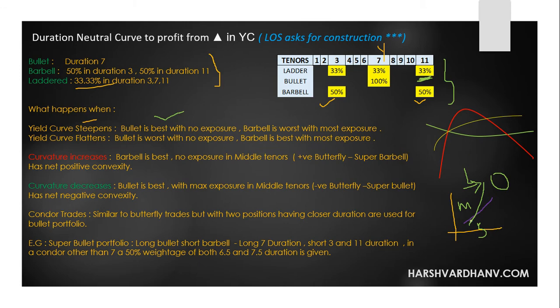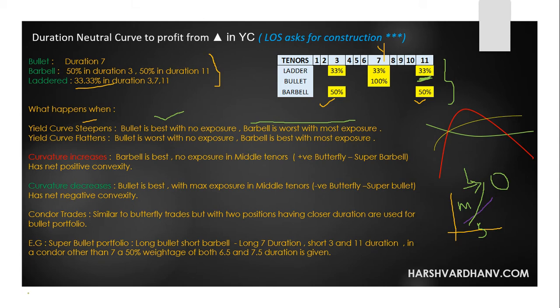And which is the worst? Barbell. It has 50%. The ladder has 33%. Barbell has 50%. Barbell is the worst with the most exposure. If you have exposure at the end of the yield curve which is increasing, your portfolio value will go down.